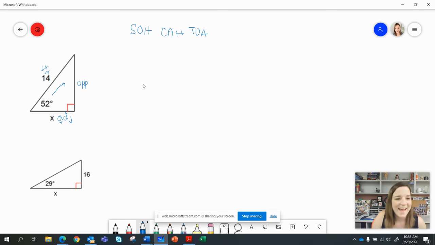SOHCAHTOA. We have the adjacent, we have the hypotenuse. So I'm looking here, A and H, that's CAH. So CAH stands for the cosine of the angle. So the angle is 52 degrees.